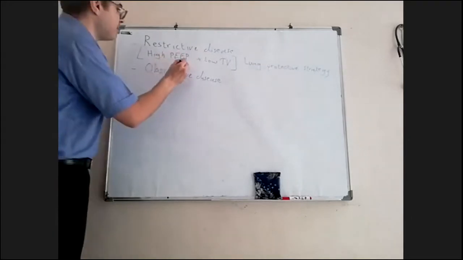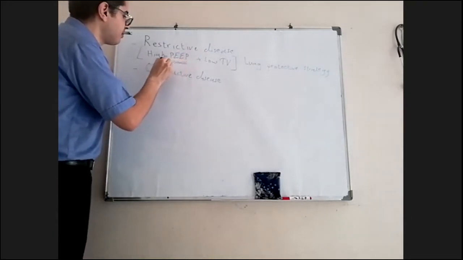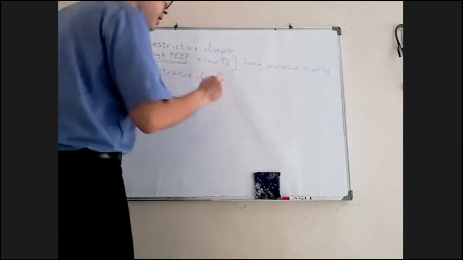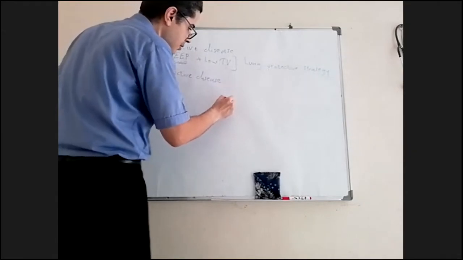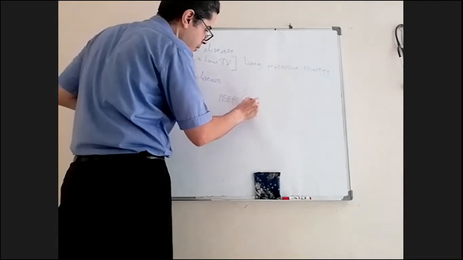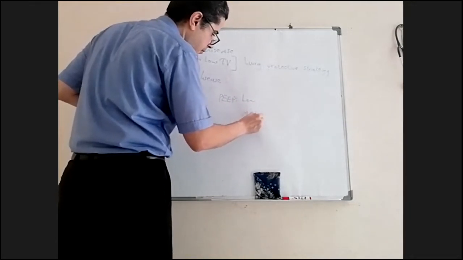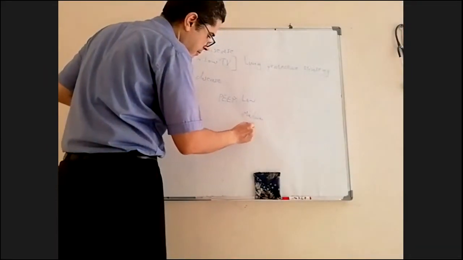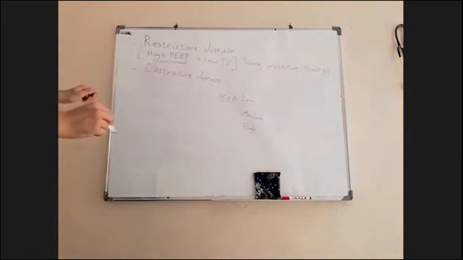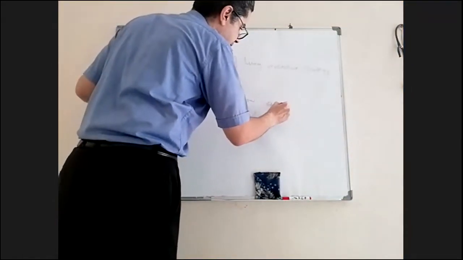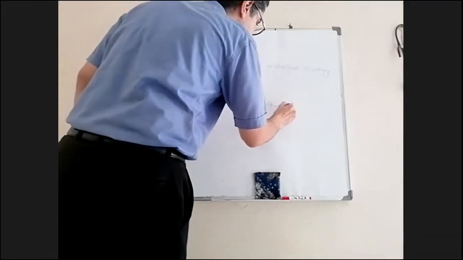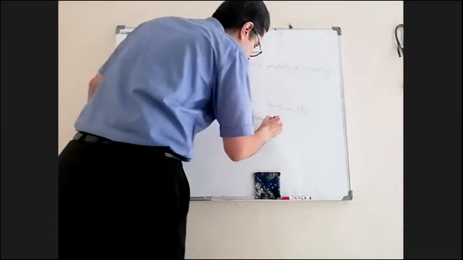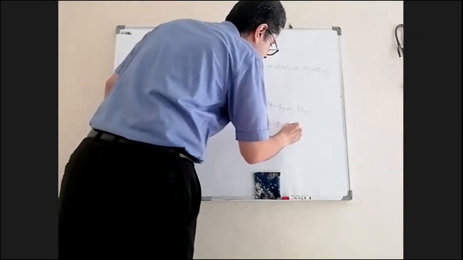When you hear the term high PEEP, we need to know what is high PEEP. For PEEP, we have low, medium, and high. Low PEEP is 4 to 5 centimeters water. Any question? That's low PEEP. Medium PEEP is 5 to 8 centimeters water.